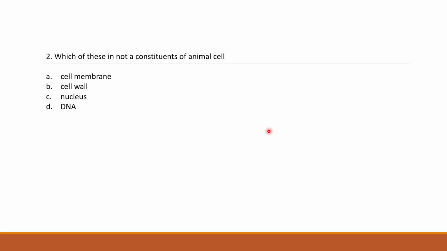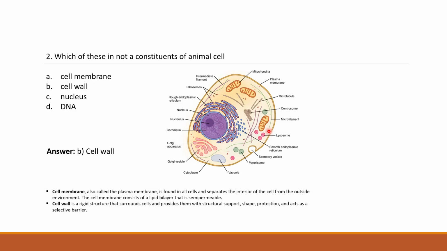Next, which of these is not a constituent of animal cells? You all answered, it is the cell wall. So, the cell wall is a rigid structure which provides structural support, shape, and protection. The cell membrane is a semi-permeable membrane which helps in diffusion, osmolyte balance, and in the intake and outtake of proteins or signals or ions that are required, and it separates the interior of the cell from the exterior environment.